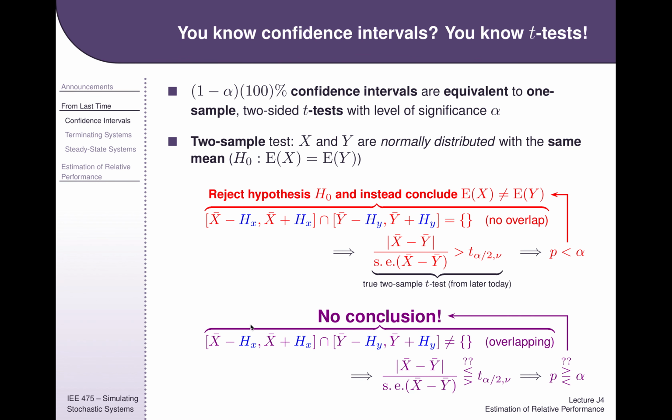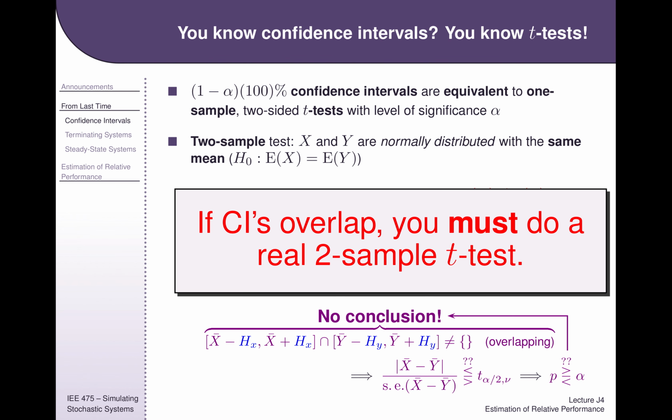Now, if there actually is intersection, so here the confidence interval for x intersected with the confidence interval for y does not give an empty set, that means that they do overlap, and there's absolutely nothing that we can conclude. So these confidence intervals are only useful in the two-sample case when there is no overlap. Whenever there's overlap, there's nothing we can do. If they overlap, you have to do the real two-sample t-test.